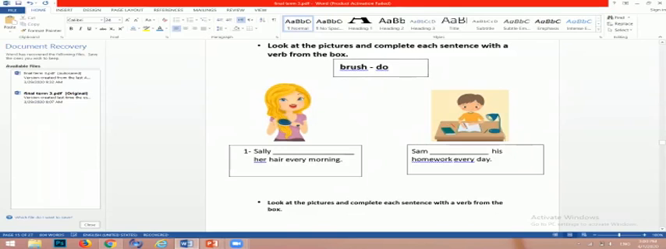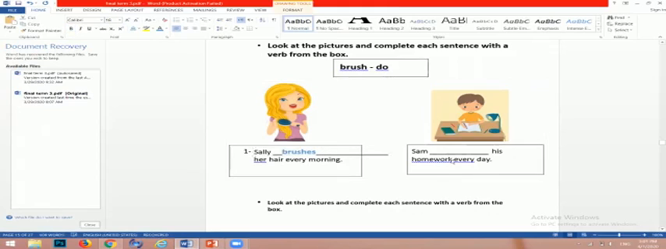Can add another one. Brush. So it ends here with SH. So we will add ES. Brushes. Okay? And this is only with the third person. He, she, it.